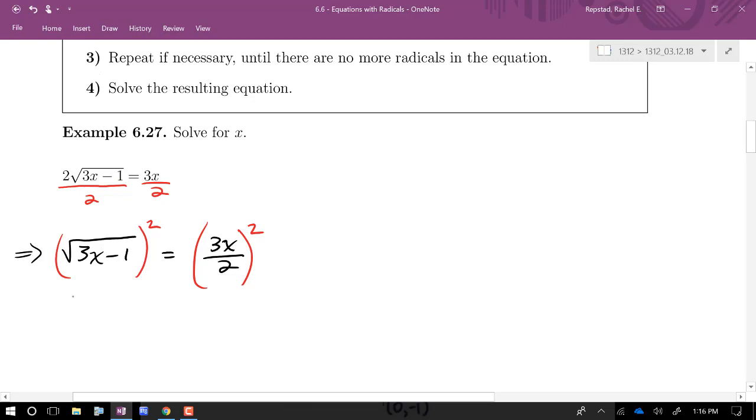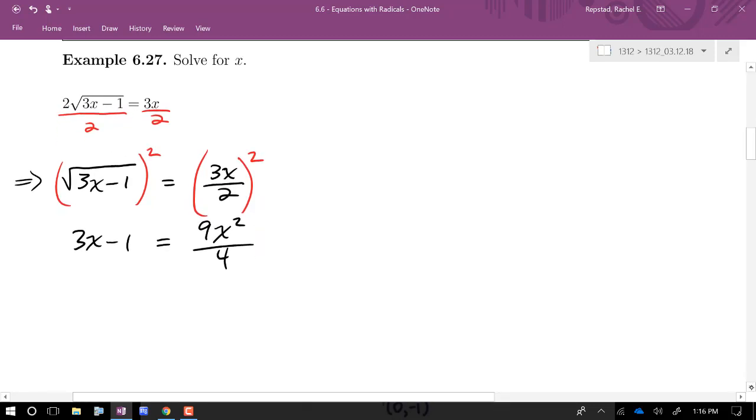On the left side, we're squaring a square root, so we just get the stuff inside. On the other side, what do we get when we square 3x over 2? 9x squared over 4. Good. So this is a quadratic equation.